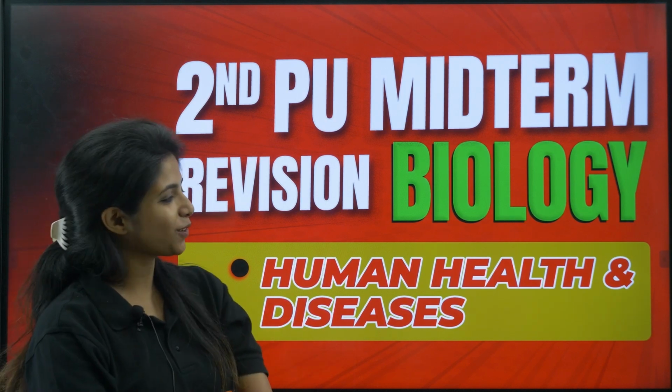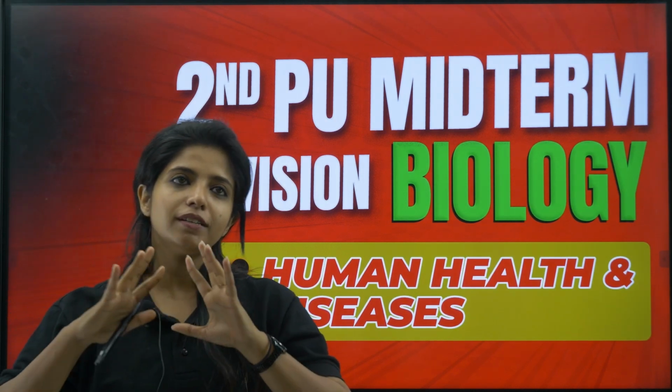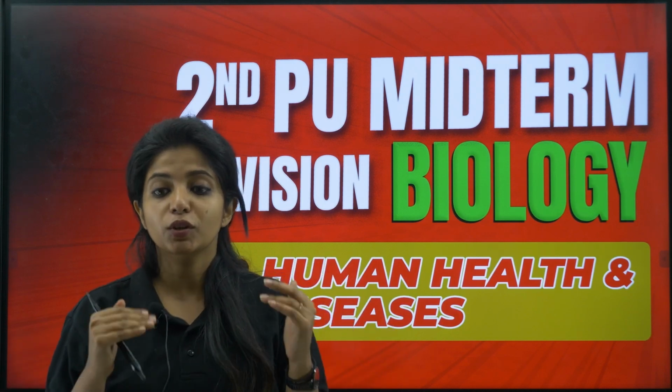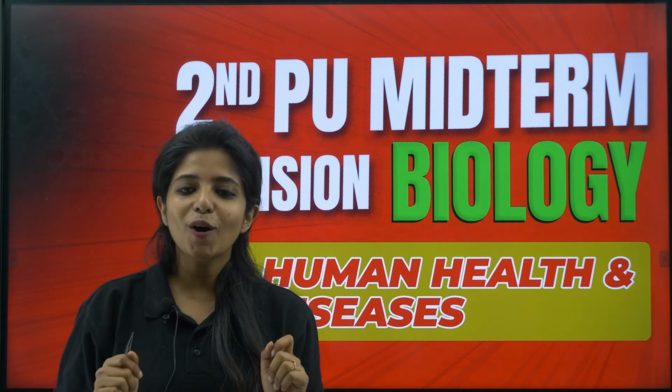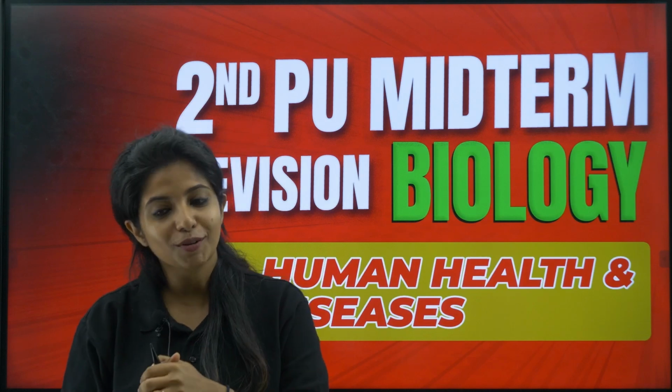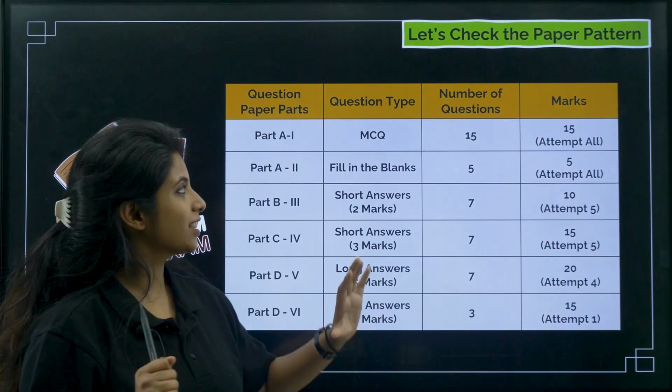Where we are going to talk about the final chapter, that is human health and diseases. So here I'll be explaining about all the previous year questions, the most expected questions that could come, and also certain questions I have taken from the model question paper. So let's see what's on board. Now let's check the paper pattern.